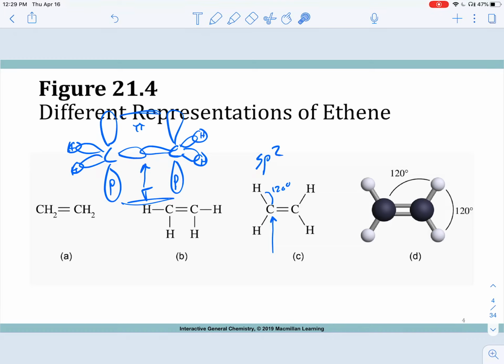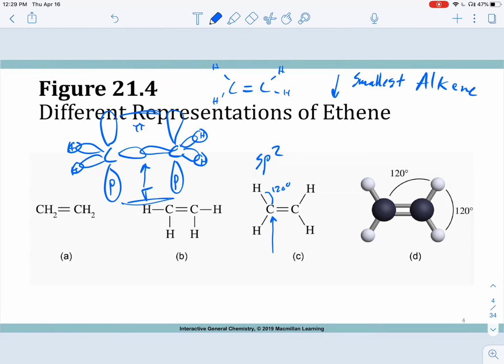So that's how we represent something like ethene. Ethene, by the way, is the most simple, the smallest alkene, because you have 2 carbons and then you form a double bond. And by definition, now that's an alkene. We have to have 2 carbons to do that. So we have the H's like this.